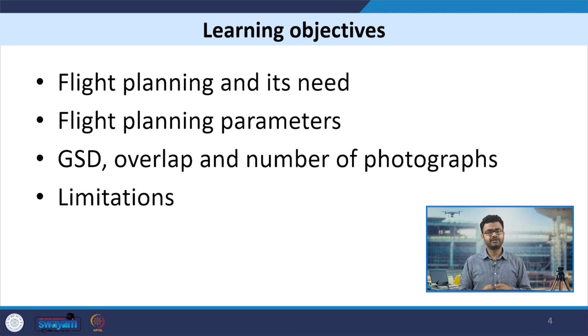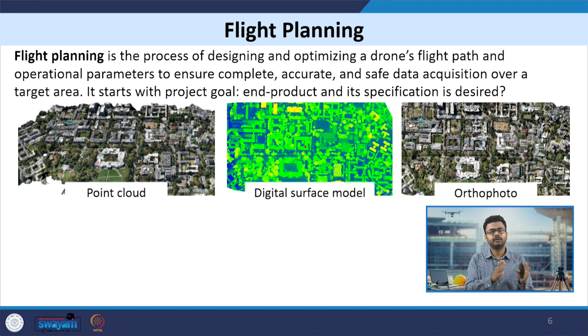So through this lecture today, we will learn about flight planning and its need, flight planning parameters, ground sampling distance, overlap, and number of photographs, how they are related with each other, and what the limitations of flight planning are. So flight planning is the process of designing and optimizing a drone's flight path and operational parameters to ensure complete, accurate, and safe data acquisition over the target area.